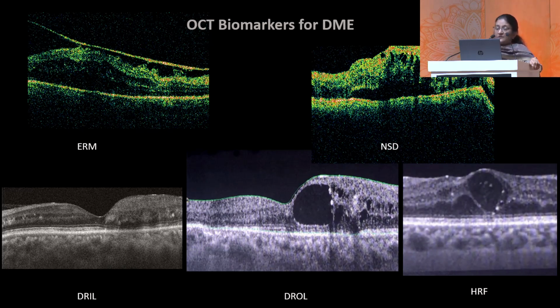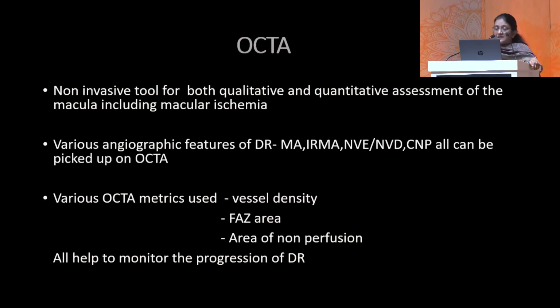A patient with neurosensory detachment is an indication that this patient is going to respond better to steroids rather than anti-VEGFs. And then the patients who are having degenerative changes like drill and roll are the ones who are not really going to visually benefit on continuing treatment with anti-VEGFs.